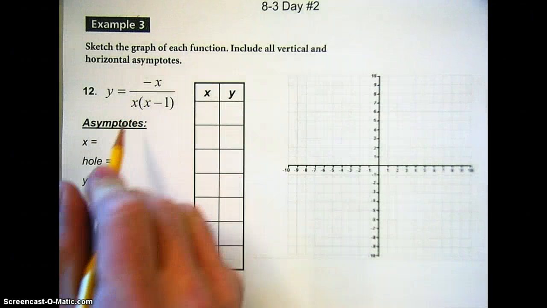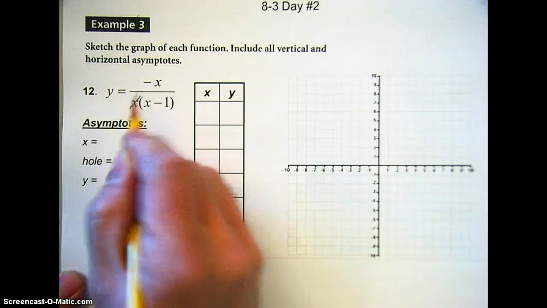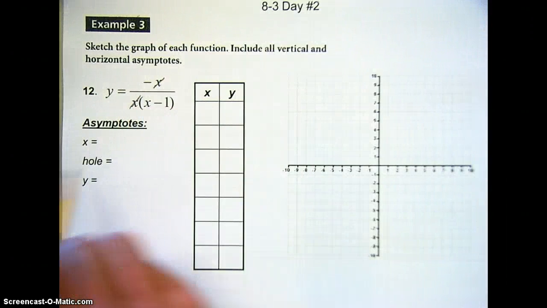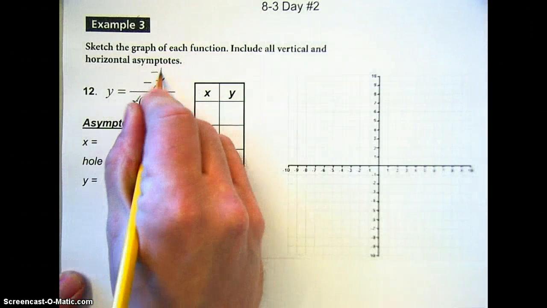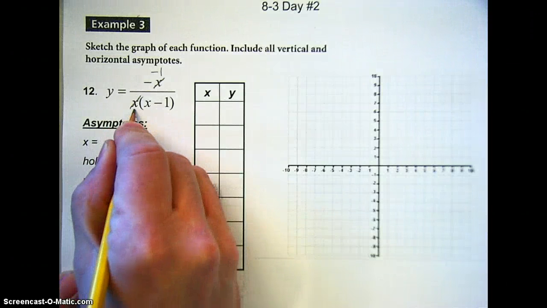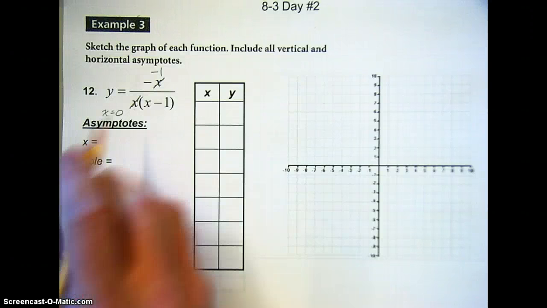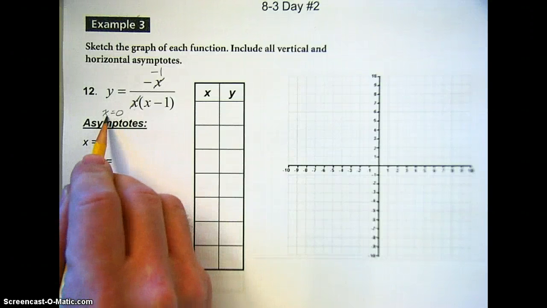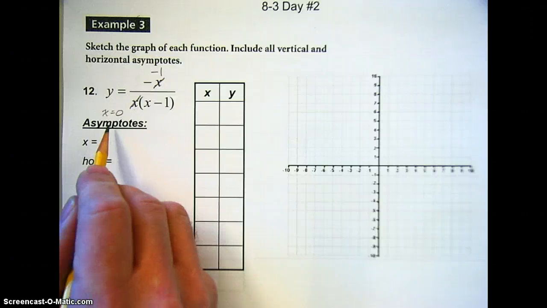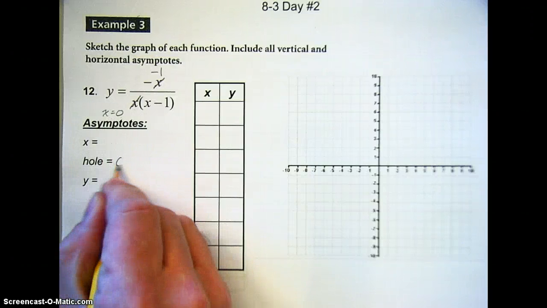So to get us started on this, I've talked to a few of you, and I see a lot of you canceling the x's, which is great. This is already factored down here. That makes this negative 1 up here, right? And what makes x equal 0? When you set x equal to 0, what makes it 0? 0. That's your hole. Whoa. Your hole's at x equals 0.